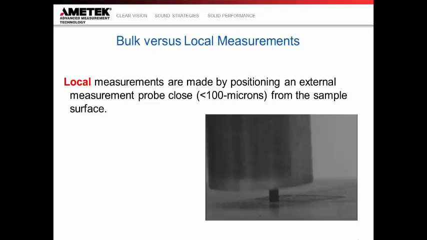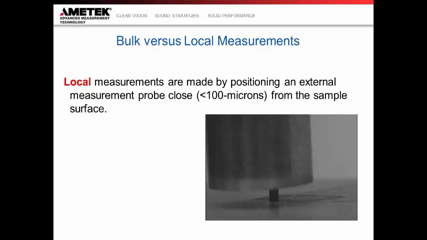So let's talk a little bit about local techniques then, and the value they bring beyond what we can achieve in a bulk type measurement. Local measurements are made by positioning an external measurement probe close to the sample surface. So how close when we say close? Generally, as a rule of thumb, we're looking at maybe about 100 microns away from the sample surface. That's an approximate diameter of a human hair. So we want to be about a human hair diameter away from the sample surface without touching it. So these are non-contact type measurements.